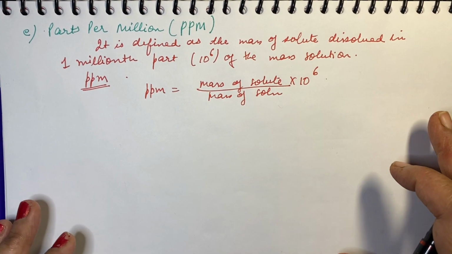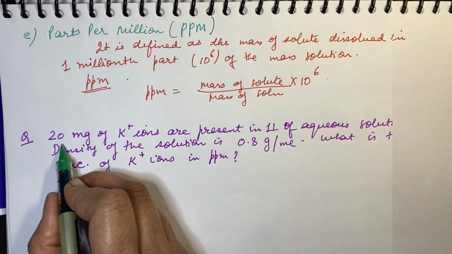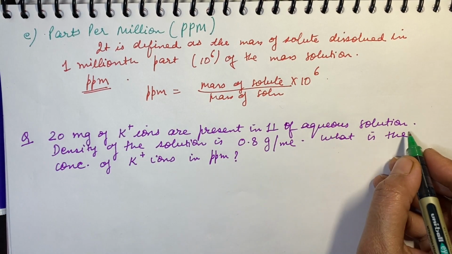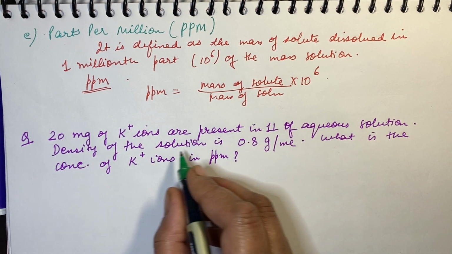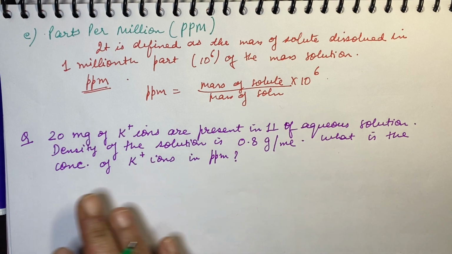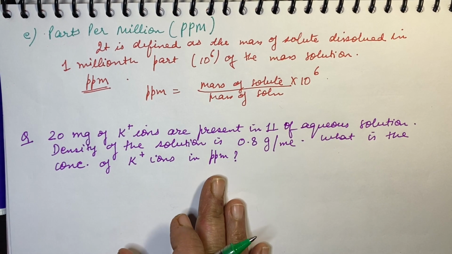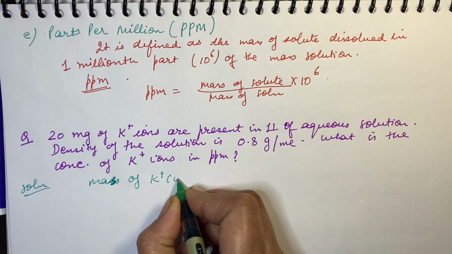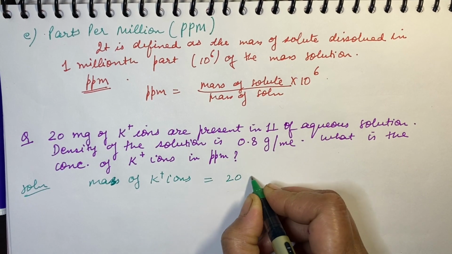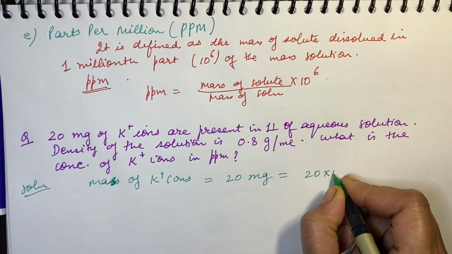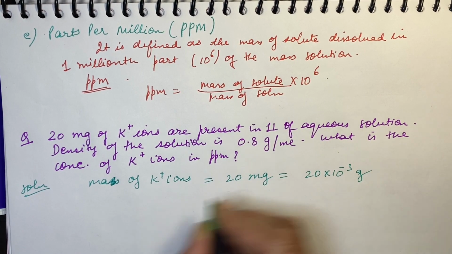Now we will do a few problems on this. 20 milligram of potassium ions are present in 1 liter of aqueous solution. Density of the solution is 0.8 grams per ml. What is the concentration of K+ ions in parts per million? You can simply see, mass of K+ ions is equal to 20 milligram. It is given in the question. Or you can say 20 into 10 to the power minus 3 grams.